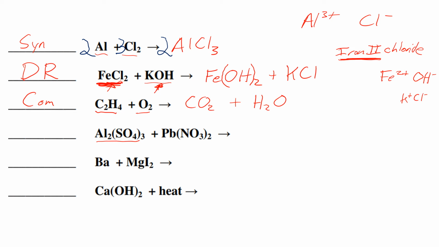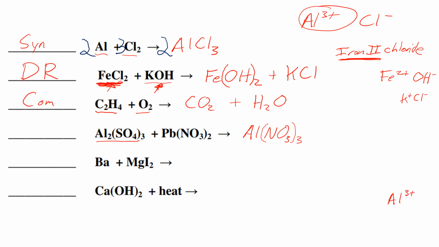Al2(SO4)3 and Pb(NO3)2. Again, the metals are going to be switched. So Pb is now going to go with SO4 and Al is now going to go with NO3. So I'm going to write AlNO3. Again, I look at my periodic table. I notice that Al is 3 plus and NO3 is minus 1. When I swap and drop, it should be Al(NO3)3.